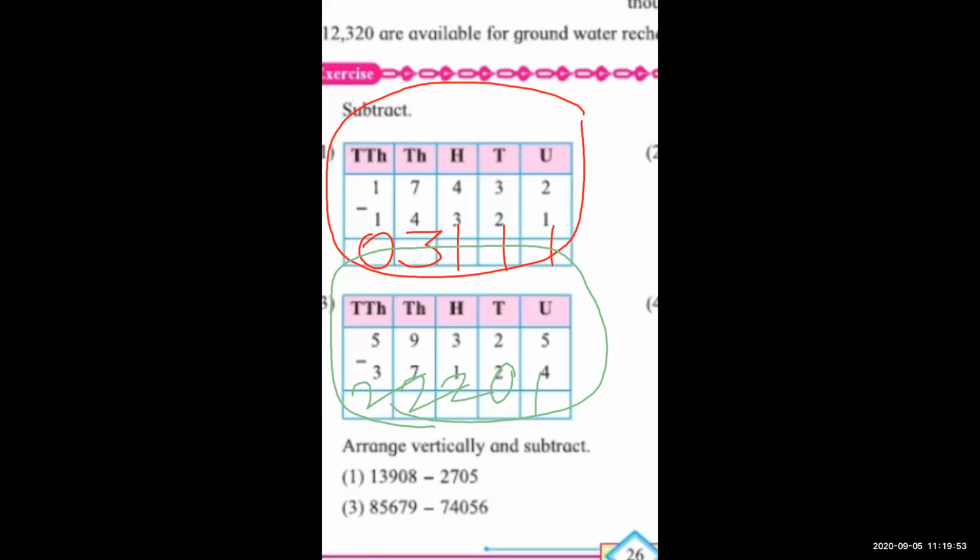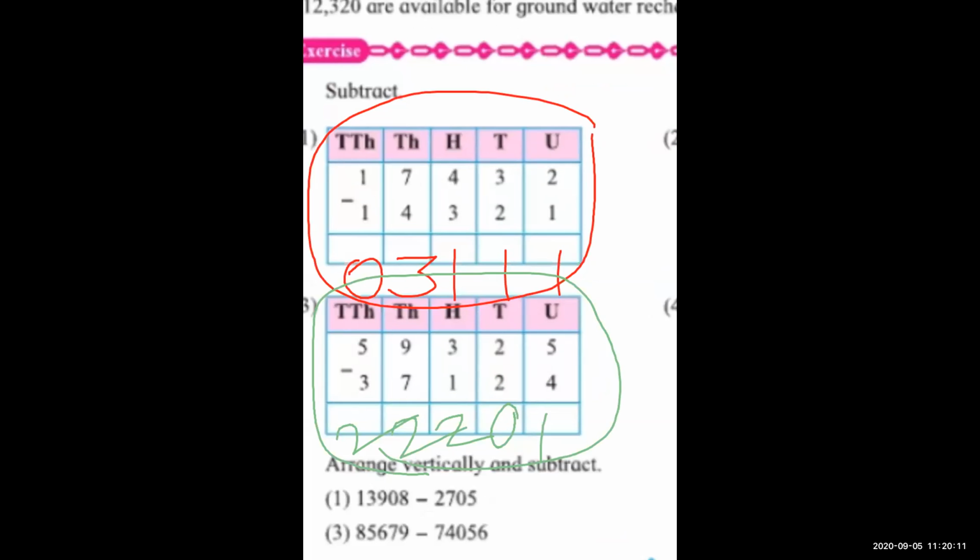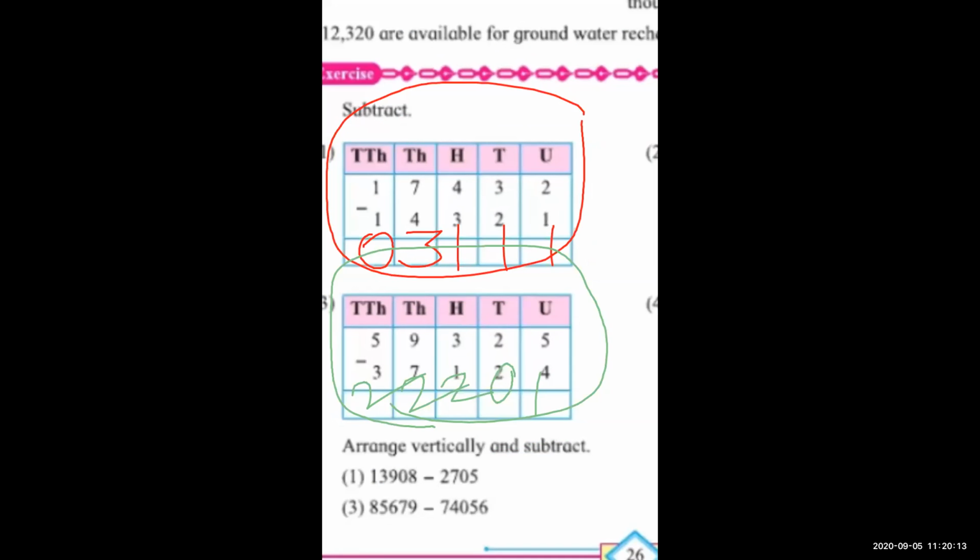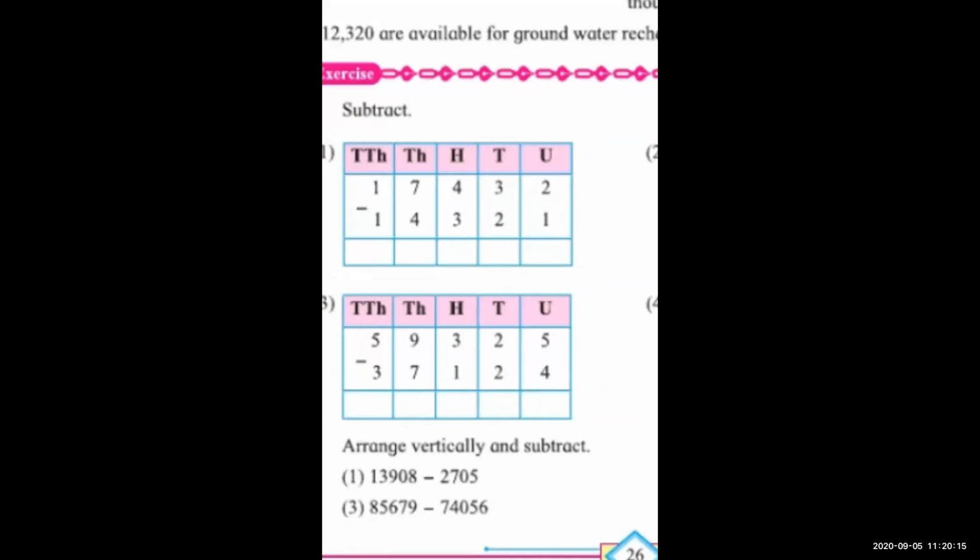So what is your correct answer? 22,201. Okay. Good. Now listen, students, we learn these sums. In which order is it? It's a vertical order. Now I'm going to ask you sums. You want to solve this.